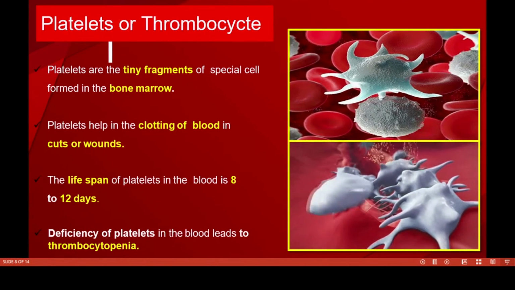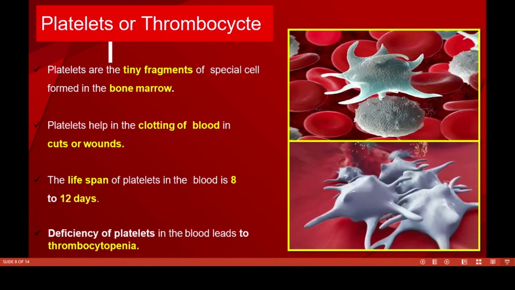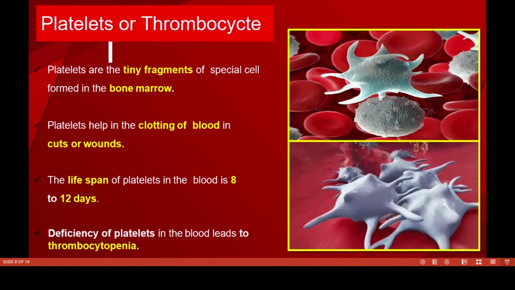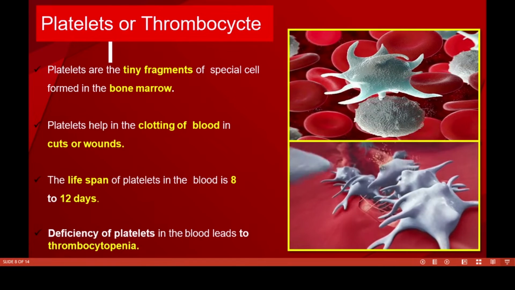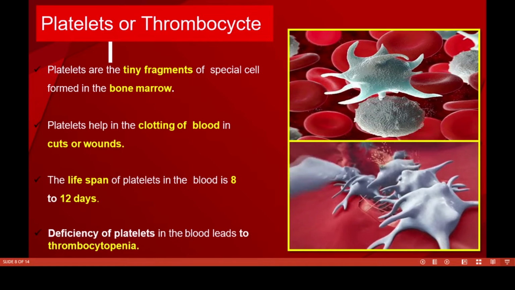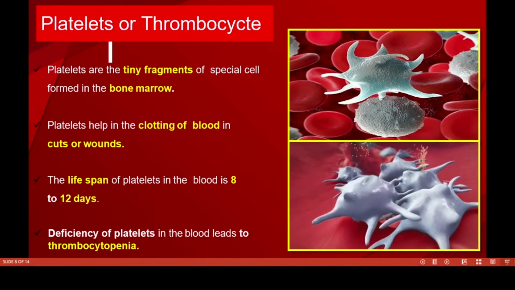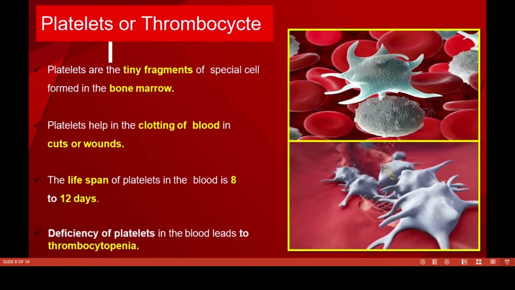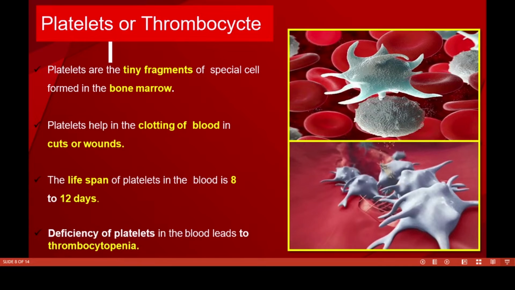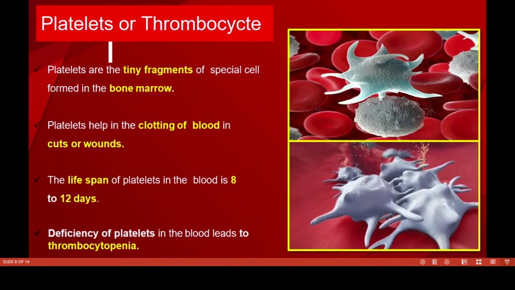Next one, platelets. Platelets are tiny fragments, special cells produced from the bone marrow. What is the main function? Clotting the blood in cuts or wounds. Blood starts to bleed from the capillaries, and after a minute we can see the blood start to coagulate. Why? Because of the platelets. These platelets arrange one over another and prevent the bleeding.